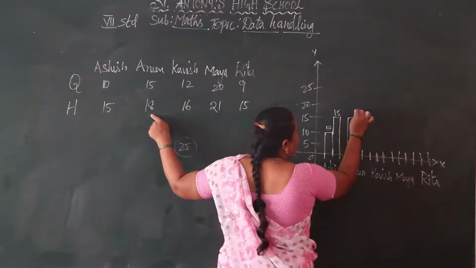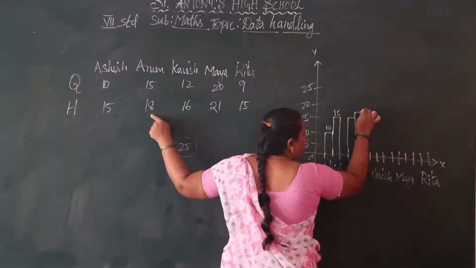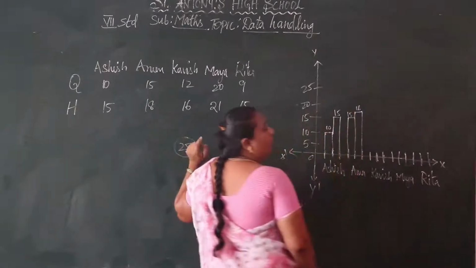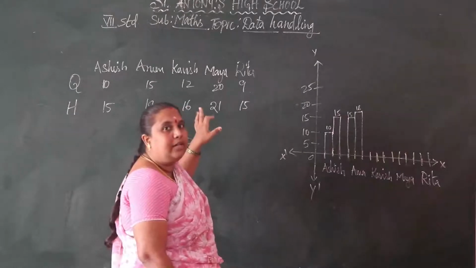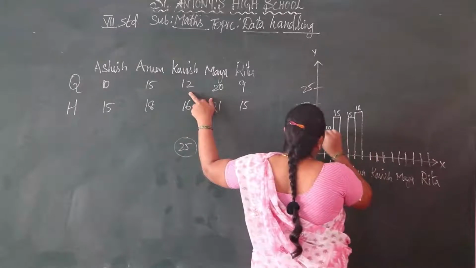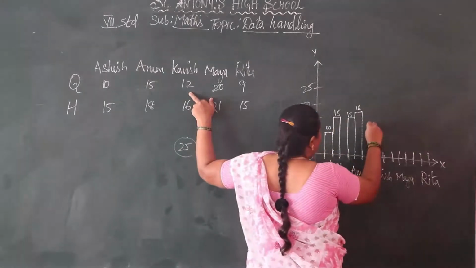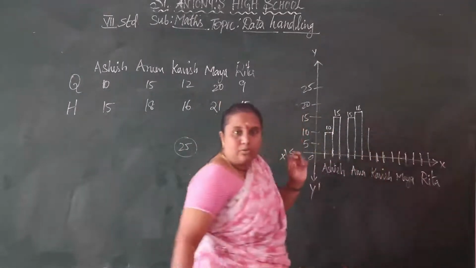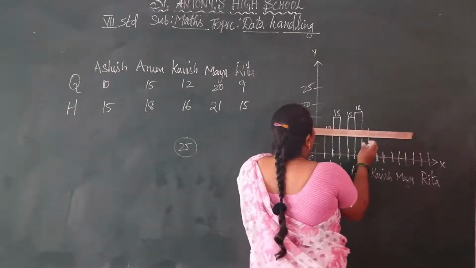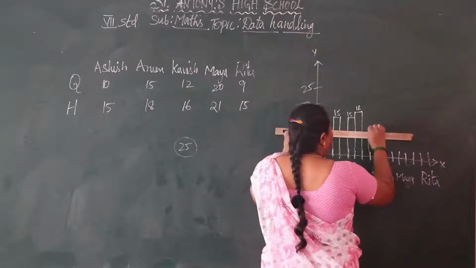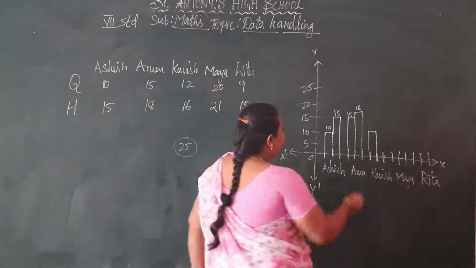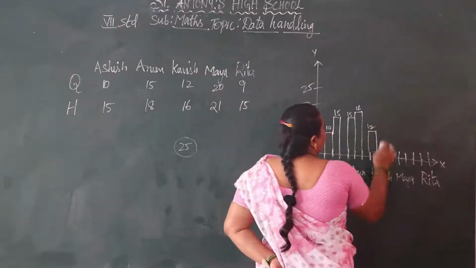So here, you have to draw using a scale. See, 15 and 18. So Arun also scored more in half-yearly, is it right? And then Kavish. Kavish scored 12 in quarterly. Okay. See, you should keep the scale like this. 10, 11, 12, and then you have to mark here and then join that. Okay, and then see, this is 12 and this one.